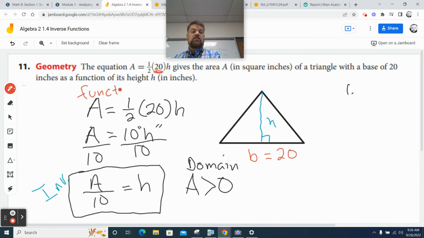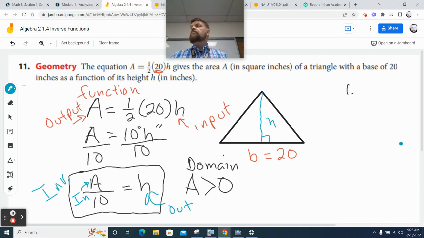Okay? Remember that in the function, this is the input, right? And this is the output. But on the inverse function, this becomes the input and this becomes the output. Any questions on that? Does that make sense? Do we have any questions? Okay.